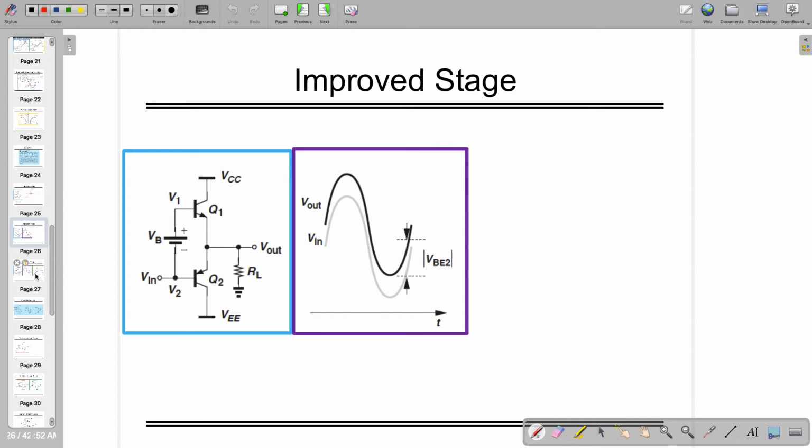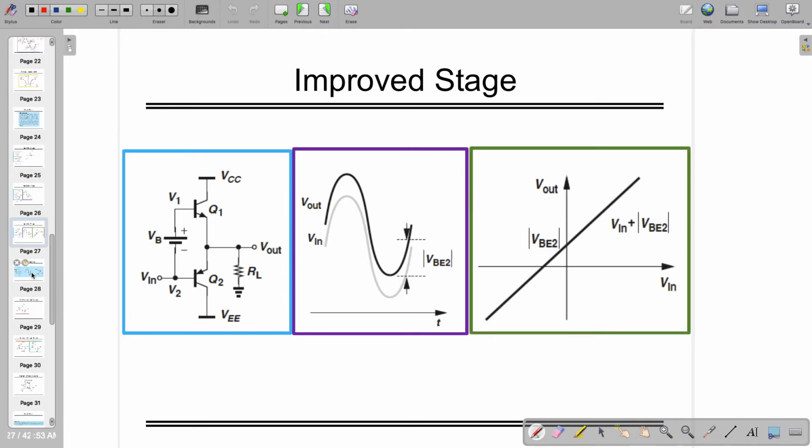So in that case, V out is nothing but V in plus, so this is base to emitter, so V out is nothing but V in plus VBE2, right? So you can see that V out is always riding on VBE2, and this VB will take care of the removal of the crossover distortion, right? And the characteristic will look like this one, as we have already discussed.